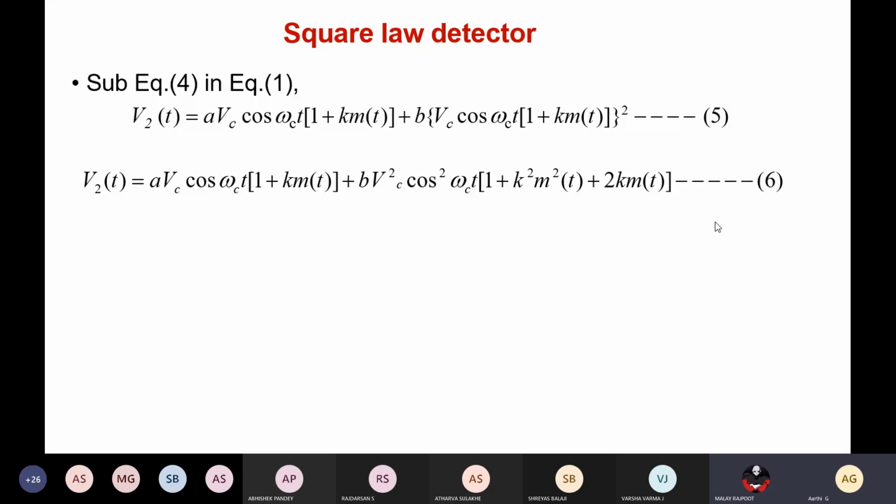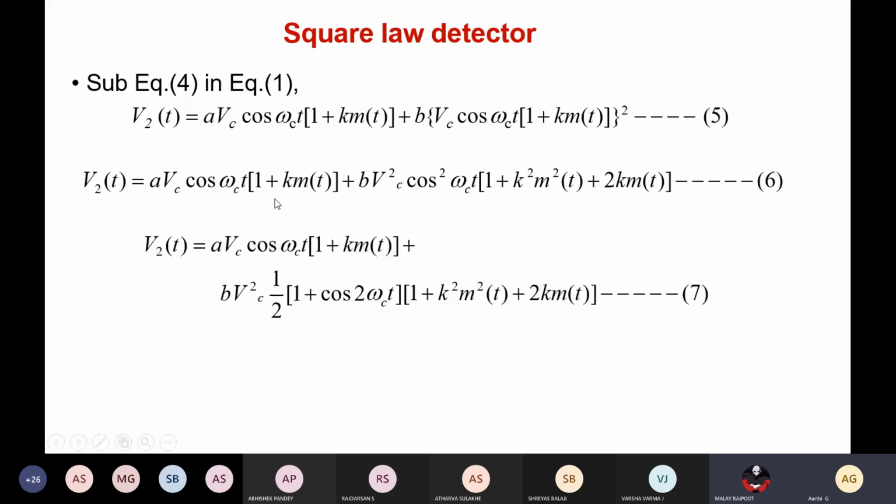Now further, we are going to simply expand this. To expand, this is again Vc cos(ωct) into 1 plus k m(t), plus b into Vc square cos square(ωct). Again we are using the trigonometric identity, so half of 1 plus cos(2ωct). This is the seventh equation. The rest of the terms as it is.